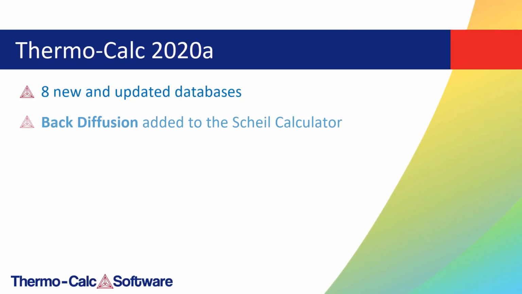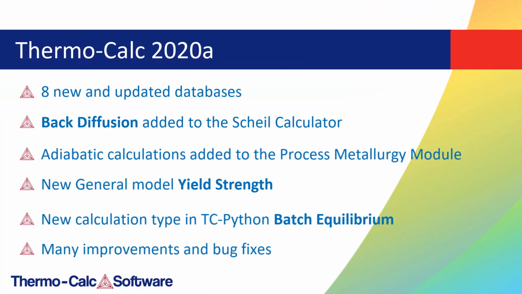Introducing the Thermo-Calc 2020A release. With 8 new and updated databases, the introduction of Back Diffusion to the Scheil calculator, a new general model for yield strength, and much more.